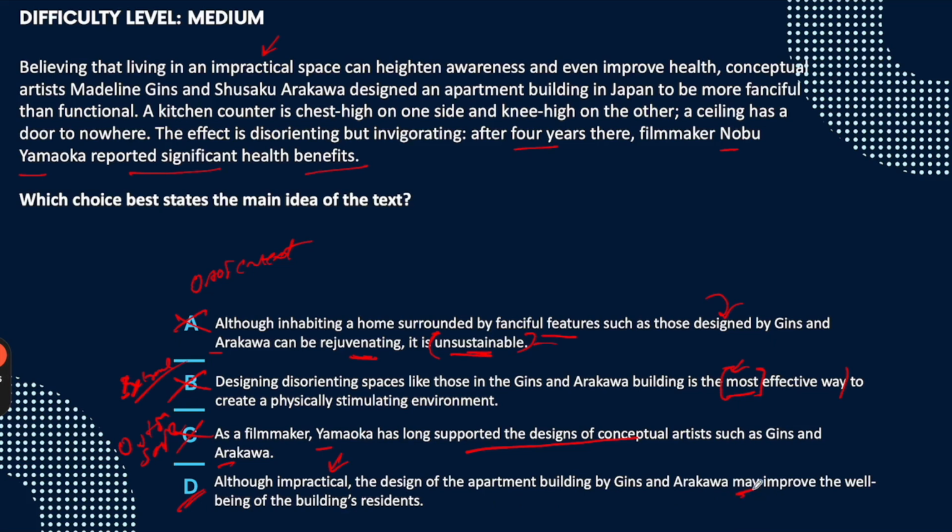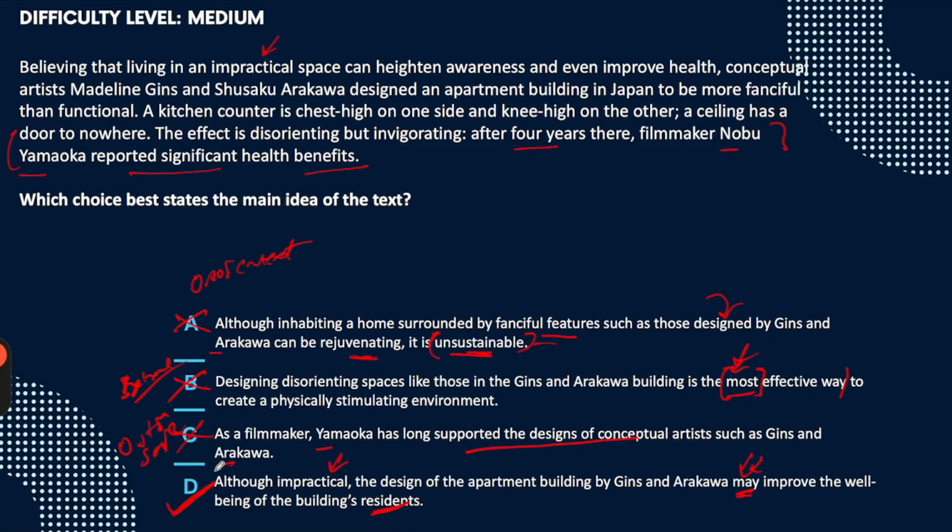Now, look at this word "may." This is not extreme like "most," and it's using a very safe word, that is "may." There's a possibility of seeing improvement in the well-being of the building's residents because we did see such an improvement for this person, Nobu. Right? So that's the central idea: living in an impractical space is fanciful, not functional, but there are positive benefits related to this, and there is a chance of seeing such positive benefits in those buildings' residents as well. Right? So very clearly we have the correct option.